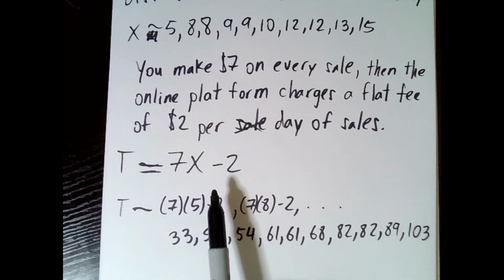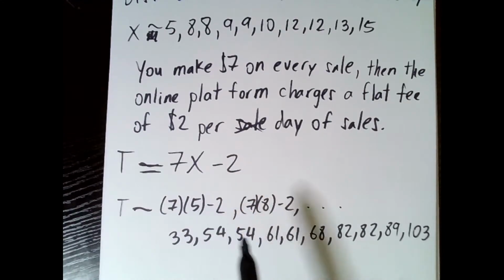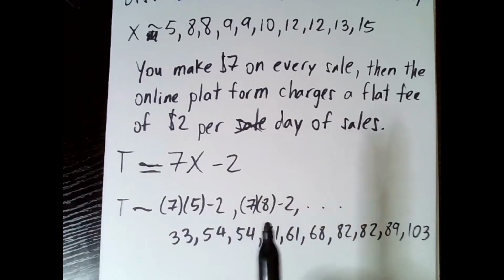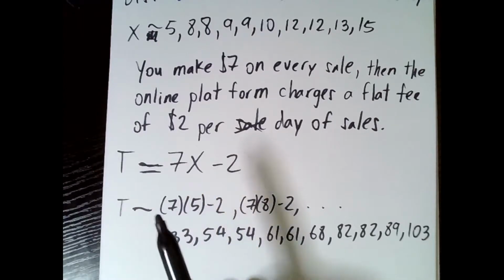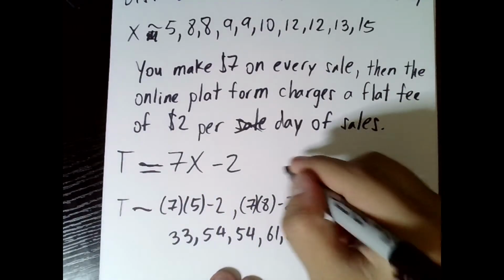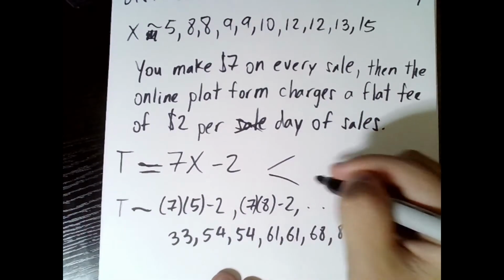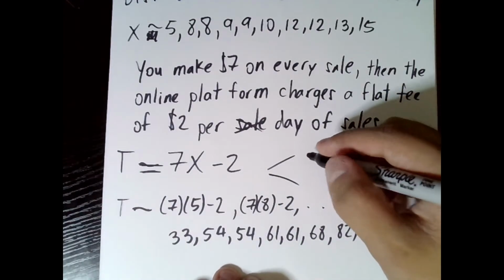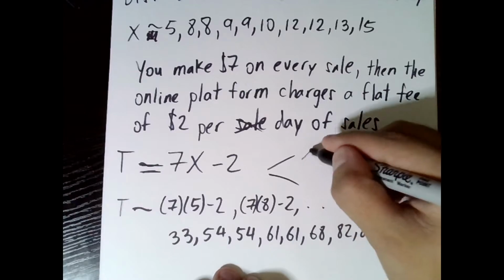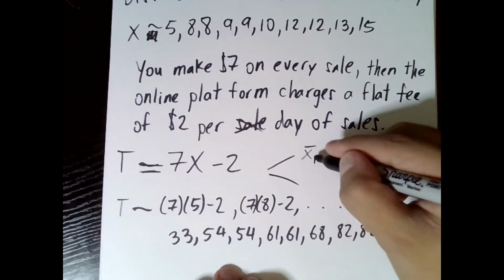Any measure of spread is going to be resistant to this subtraction by 2. However, measures of spread, such as standard deviation, IQR, and range, are going to be affected by this factor of multiplication. So this gives us a very interesting thing to think about when we're thinking about our descriptive statistics for t.